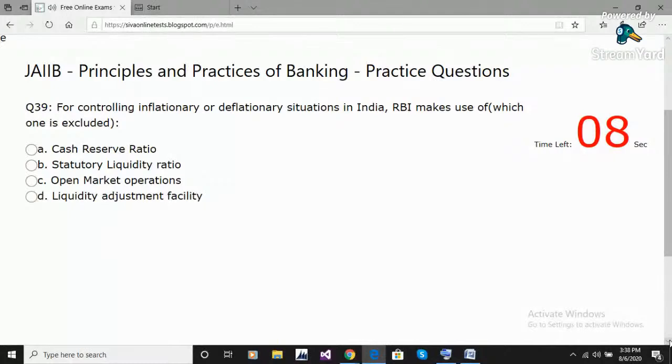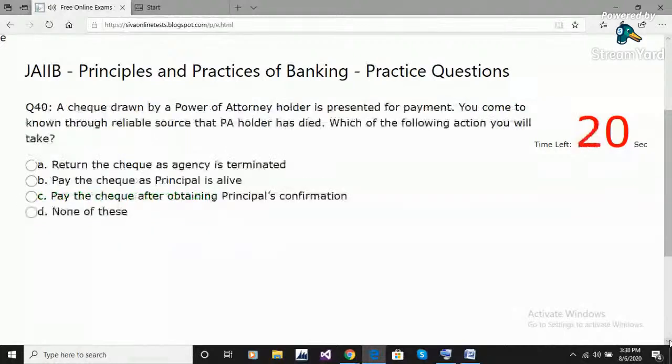Cash reserve ratio. Option B. Statutory liquidity ratio. Option C. Open market operations. Option D. Liquidity adjustment facility. Answer D. Liquidity adjustment facility.